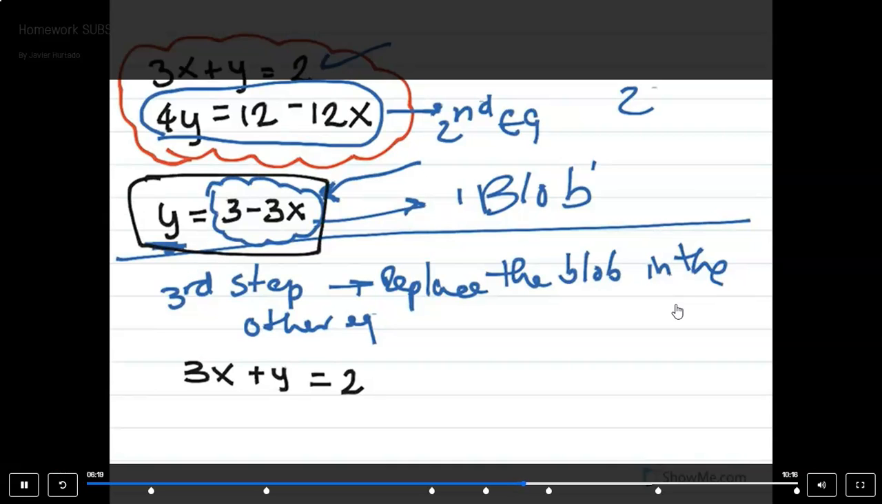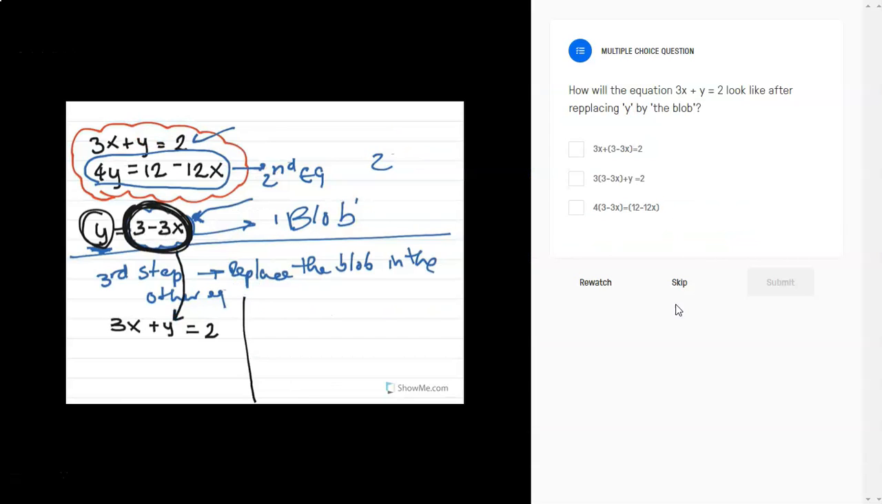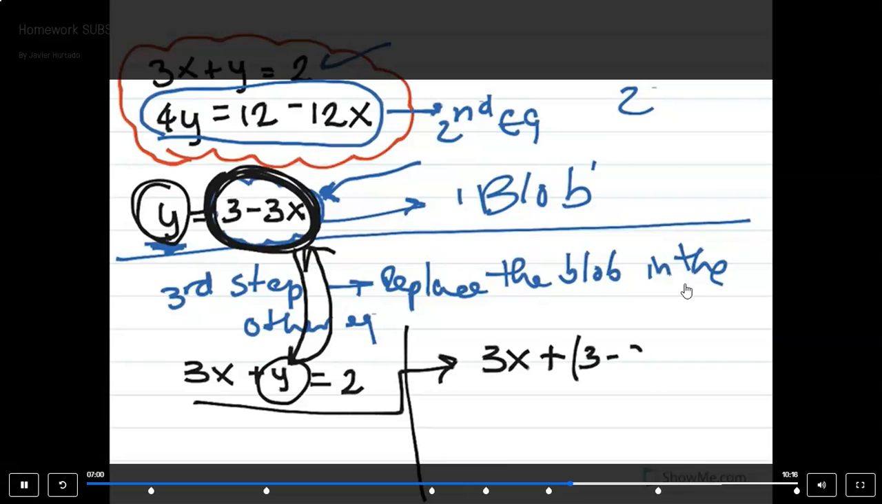And then I know that I have to replace this variable, the y, by the blob, by this. So in this equation, instead of having the y, I'm going to have the amounts in the blob. That's why the method is called substitution, because you have to substitute. This equation is going to transform into 3x, because you are not substituting x, and then plus y. But remember that y is equal to 3 minus 3x, and this is equal to 2, the 2 that we have here.